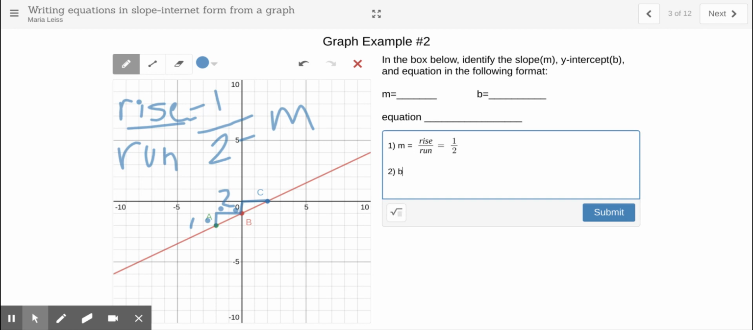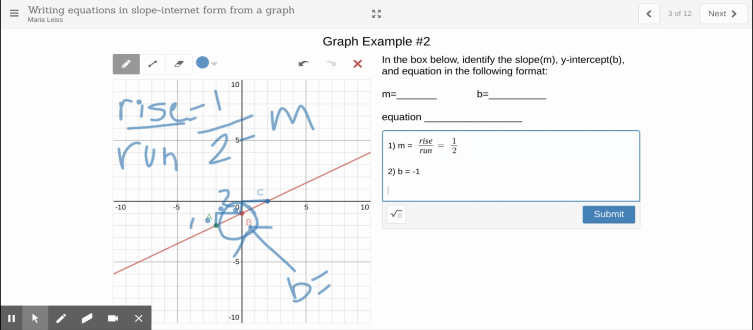Next thing I need to identify is a y-intercept. Remember, the y-intercept is where this red line crosses this y-axis. And I can tell they meet right there. Now, where you have to be careful, this right here is our origin. It's 0, 0. This, where it crosses, is below the origin, which means that our y value is going to be negative. And it's 1 box below, so our y-intercept is a negative 1.